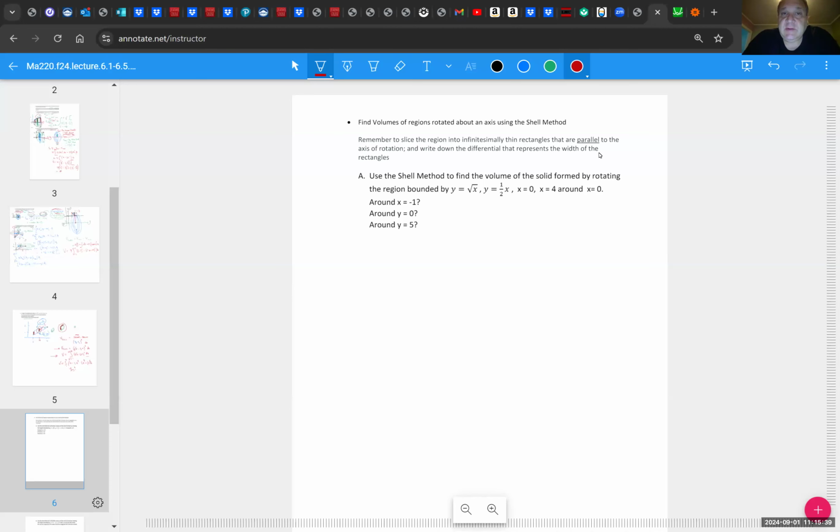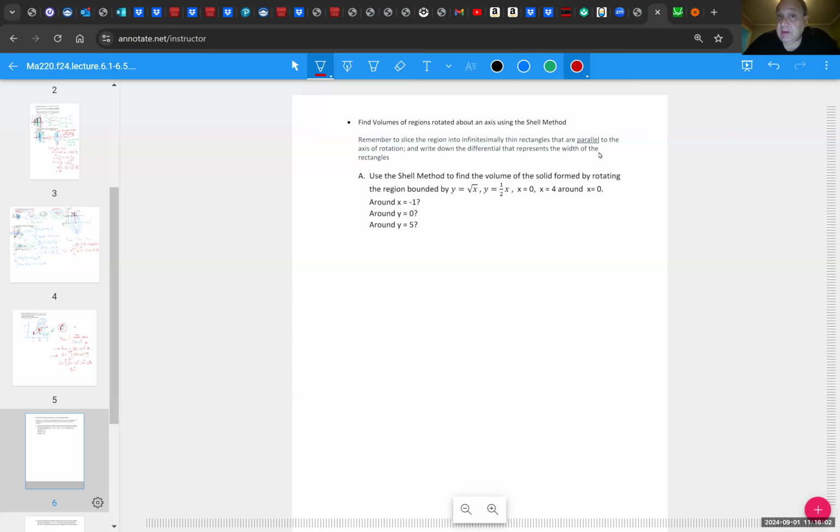Hello there. This video is on section 6.3, and I'm going to show you how to find volumes of regions that are rotated about an axis, and we're going to be using the shell method. The previous video was using the disk method, and so we're going to be solving very similar problems using an alternate method called the shell method. I'll show you how it works. I'll show you why it's called the shell method.